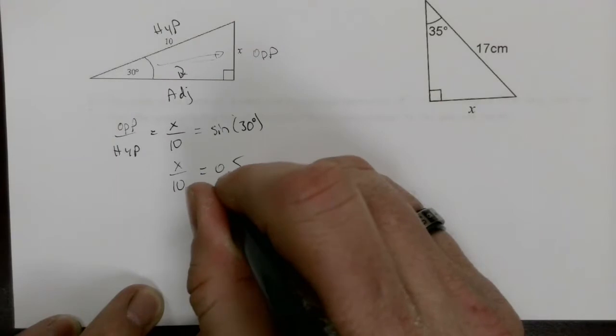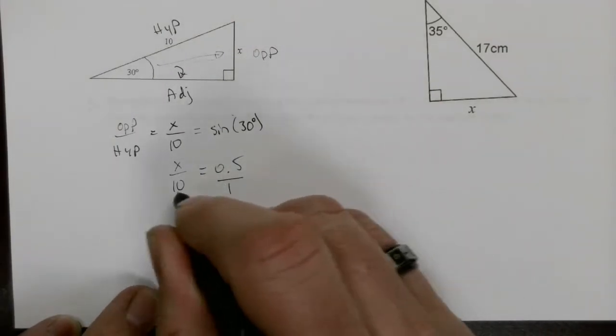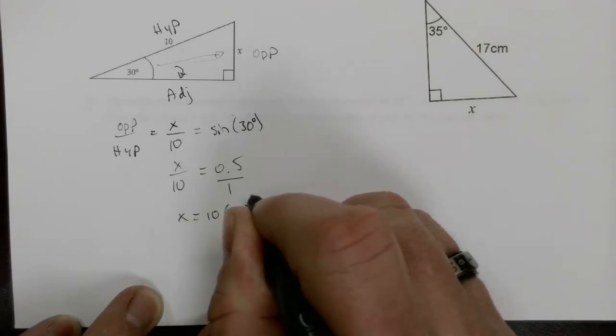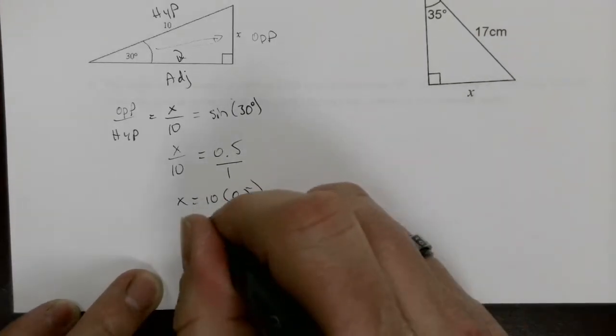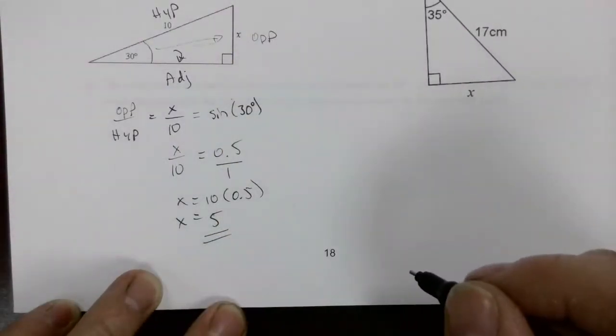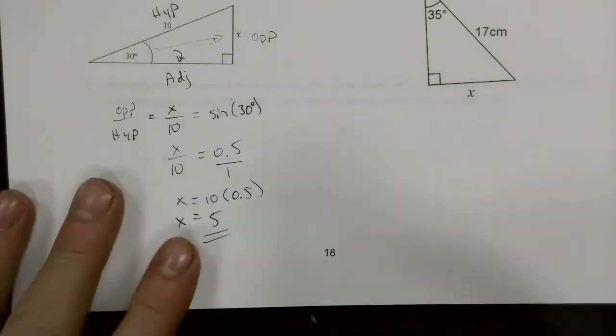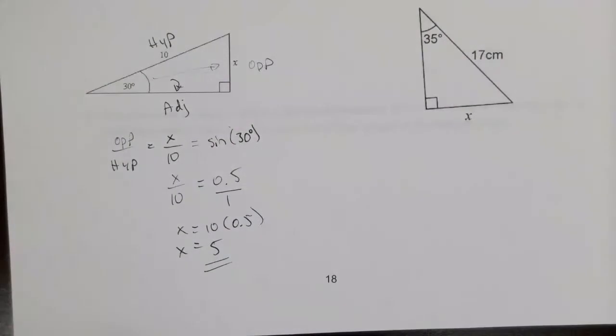And now this is like 0.5 over 1. Okay, so now I can cross multiply. 1 times x is going to equal 10 times 0.5. And 10 times 0.5 is just going to be 5. So the unknown side here is going to be 5 units, whatever that is. And so there we go. We've used trigonometry, we've used the calculator and an angle to find a missing side of a triangle.